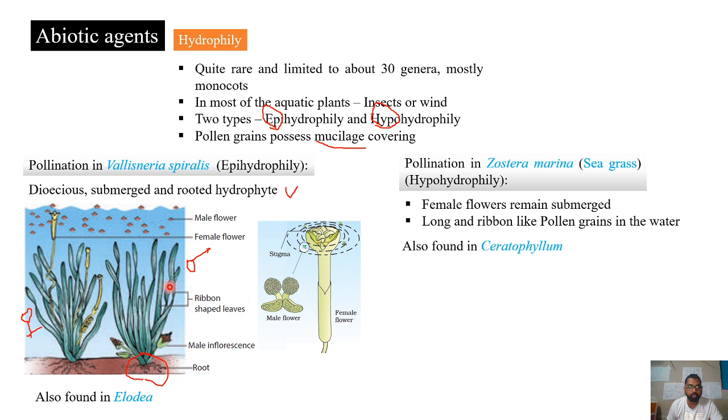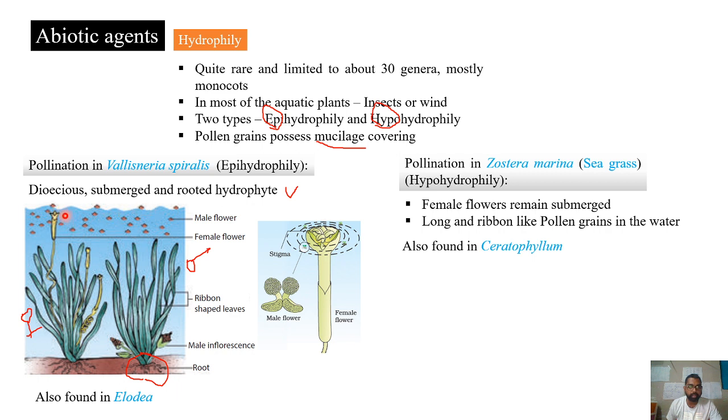From this male inflorescence, the male flowers will be released. They get detached from the parent plant and float freely on the surface of the water. This is the male flower. All these are the male flowers. They are flowing freely on the water through passive movement. Along with the water, they move randomly.